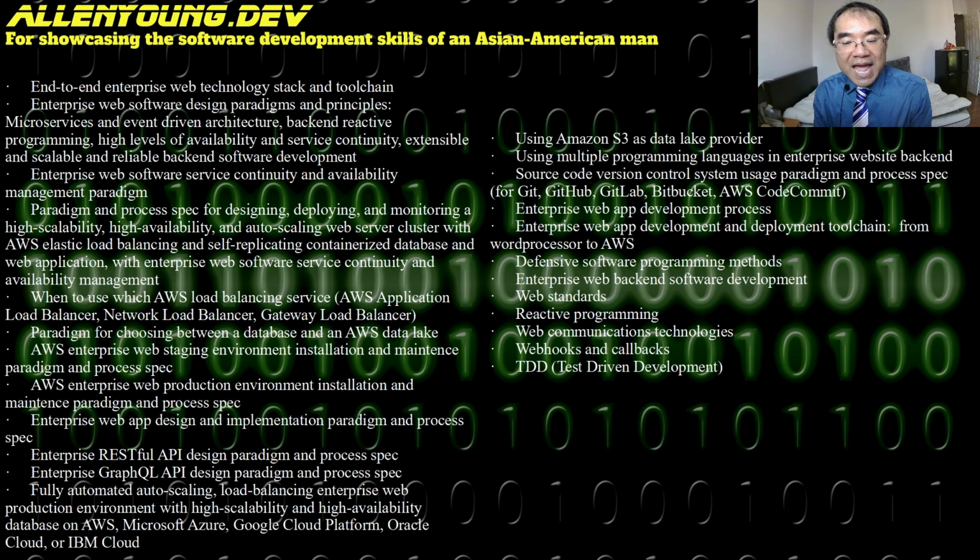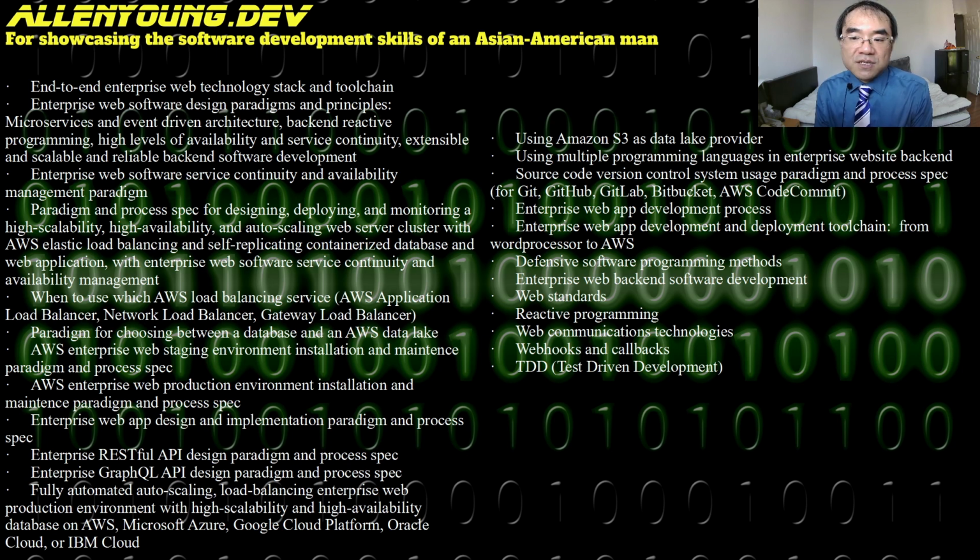And using Amazon S3 as a data lake provider is something to be thought about. Big enterprise web apps such as Zillow use Amazon S3 as a data lake, last time I checked. I don't know if they still use that, but it's certainly one issue to look into. And using multiple programming languages in an enterprise web app website backend is one issue to think about and deal with.